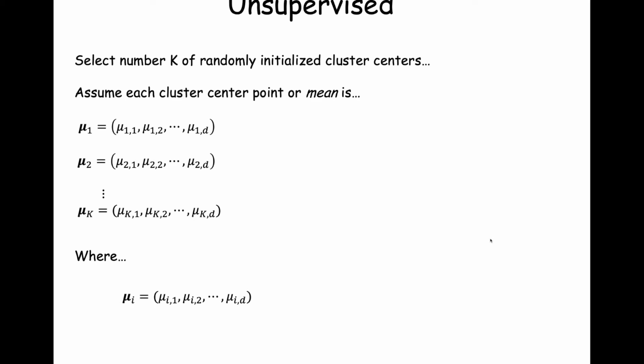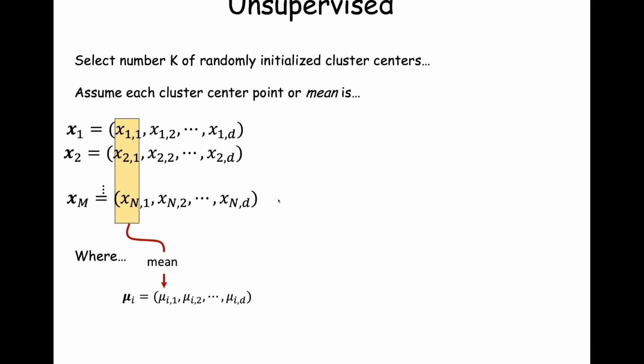So we have our clusters, mu1 for the first cluster, mu2 for the second cluster, up through and including mu big K for the kth cluster, where for the ith cluster we have mu i1 through mu iD. So our cluster centers are also in D dimensions. So how do we compute these cluster centers?